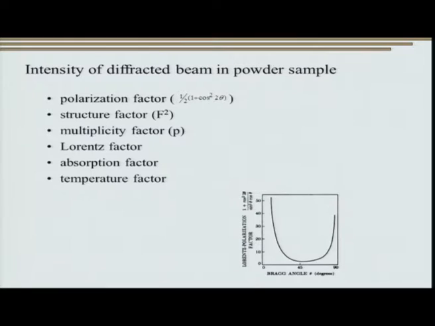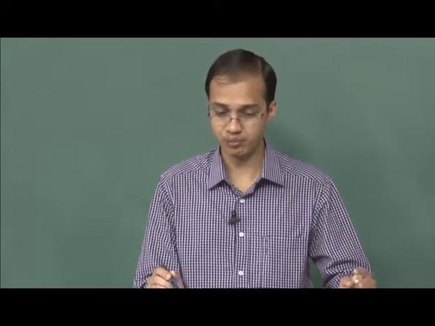Another important parameter which we had not touched upon by now is the multiplicity factor. In this regard, I would like to point your attention to the 100 peak and the 111 peak in cubic crystals. If you look at the 100 peak, the multiplicity of the 100 peak is 6, while that of the 111 peak is 8. Therefore, if we consider only the multiplicity factor, the intensity of the 111 peak will be 8 by 6 times that of the 100 peak.